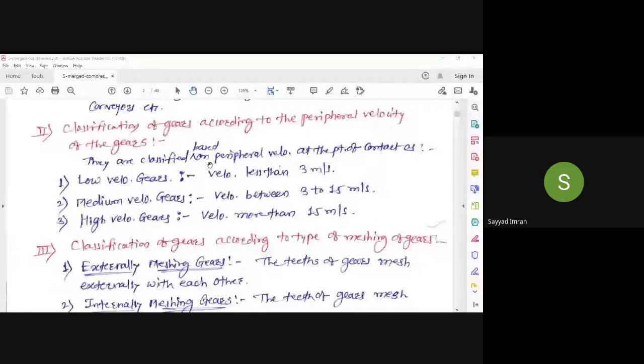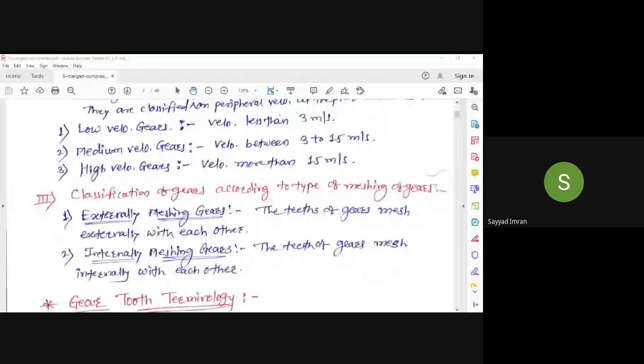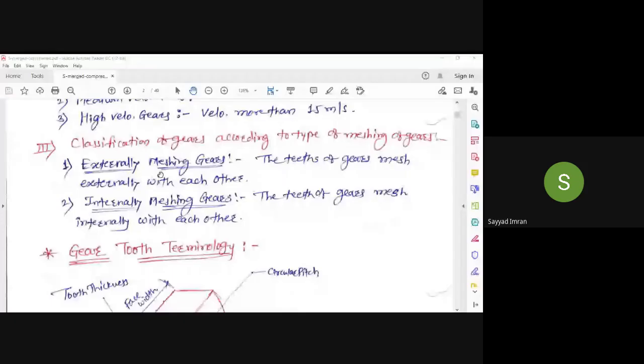Okay. Next, classification of gears according to type of meshing of gears. According to type of meshing, there are only two types: externally meshing gears and internally meshing gears. Externally meshing gears means the teeth of the gears mesh externally with each other, and internally meshing gears means the teeth of the gears mesh internally with each other. So these are various types of gears.